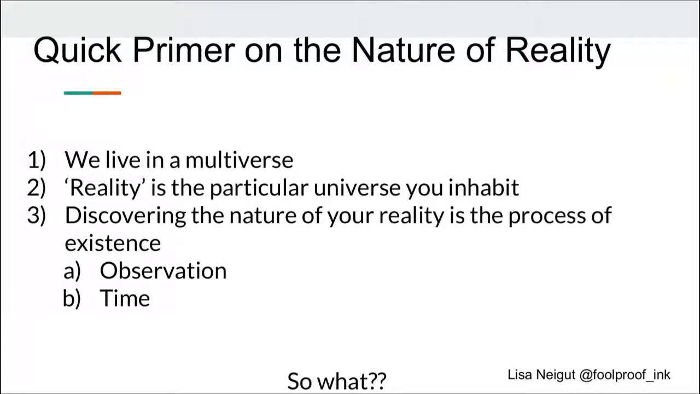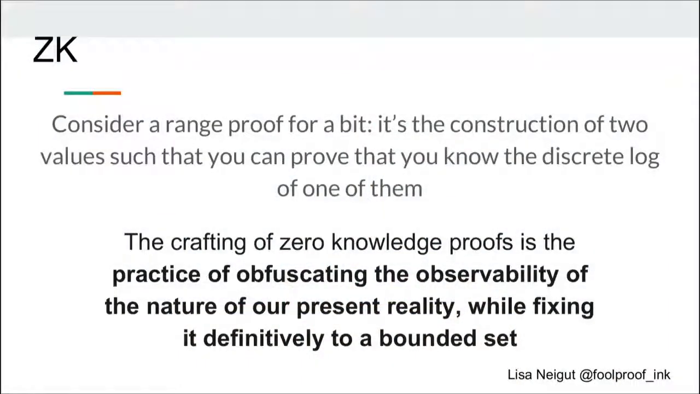Of all possible realities, which do you presently inhabit? So the nature of existence, then, is a process of fixing or discovering the particular nature of your reality. There are a number of ways to fix the reality that you exist in, two of them being observation and time. Okay, so what does this have to do with zero-knowledge proofs? I'm so glad you asked. So let's consider a range proof for a single bit. It's the construction of two values such that you can prove that you know the discrete log of one of them.